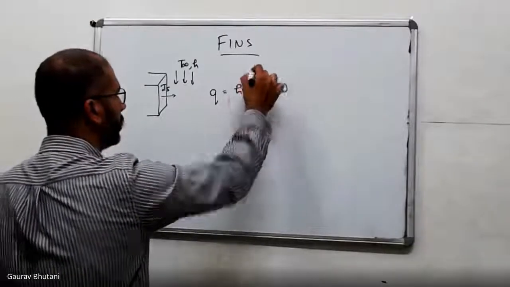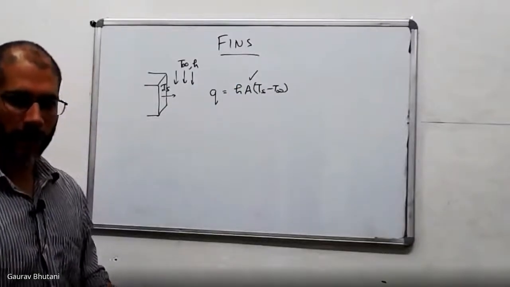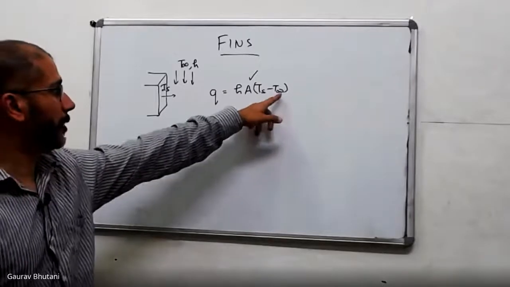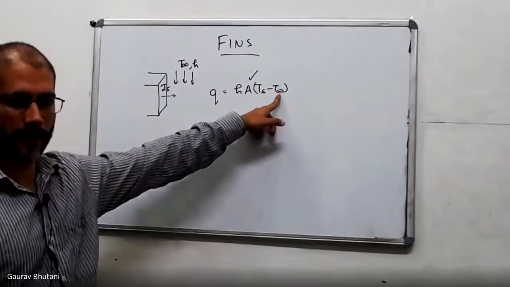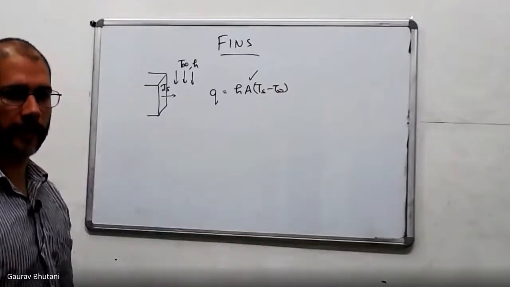So surface area, we can increase surface area. Right. Then you can also increase h, or you can decrease your T infinity. Okay. So these are the three things you can do to increase the rate of heat transfer.